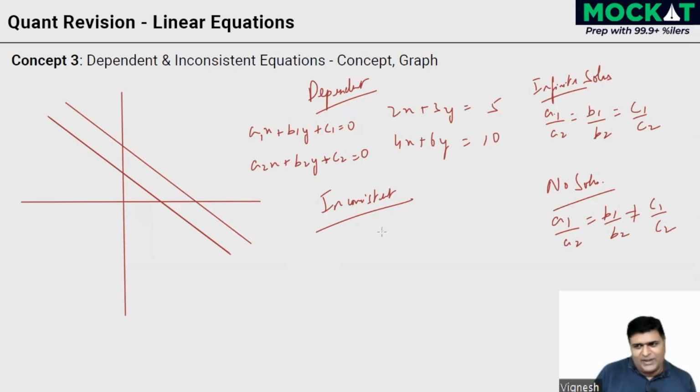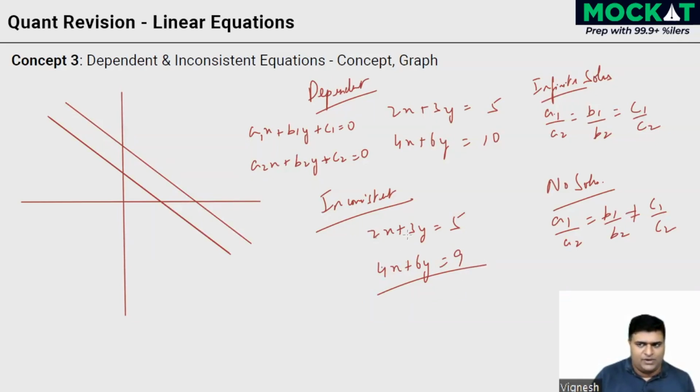And how do I create inconsistent equations? The simplest thing for me is to take 2x plus 3y equals 5. If I double it, I get 4x plus 6y, but I will write 9 instead of 10. Then I'm going to get two parallel lines.